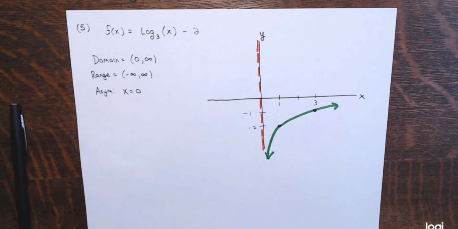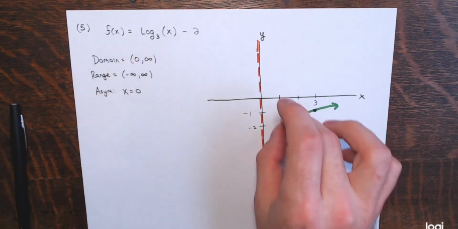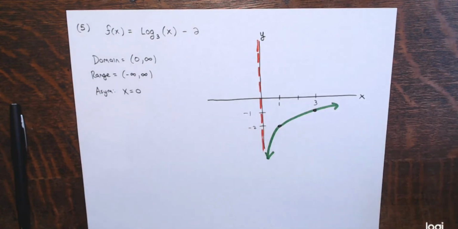And again, if you want to test it out, look on Desmos, do all that. Or go do transformations: graph the log base 3 of x and then move it down 2. You'll get this graph here. Alright, next.